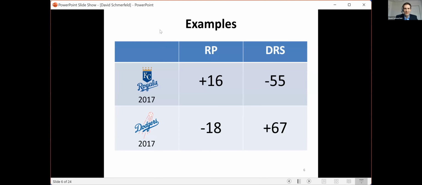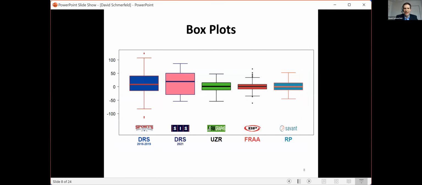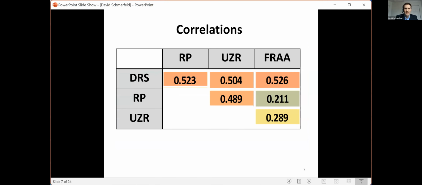Okay, so those are 2 data points. How about all teams? These are the correlations over the last 5 full seasons. Here, DRS tends to be most correlated with the others, as you see from the top row, and FRAA is the least correlated with the other statistics, as you see in the last column. The highest correlation between any two of the advanced fielding statistics was 0.526. That's good correlation, but I'd expect it to be higher since these are all supposed to be measuring the same thing, team fielding.